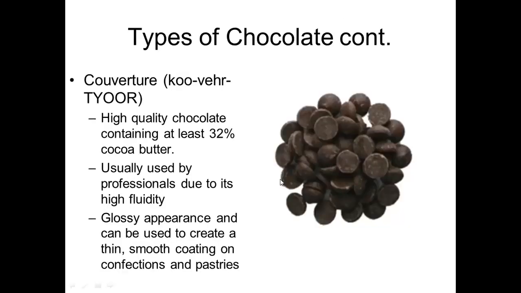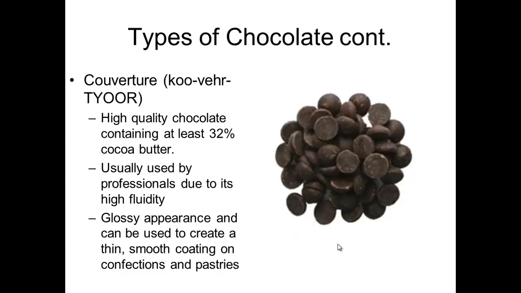The next type of chocolate I want to talk about is called couverture. I want you to say it with me, couverture. Okay. This is what it looks like. It looks like chocolate chips. They're a little bit bigger tablets. This is the highest quality chocolate. It contains at least 32% cocoa butter.